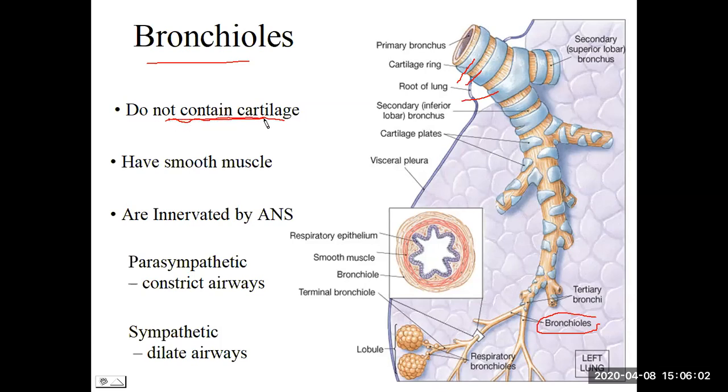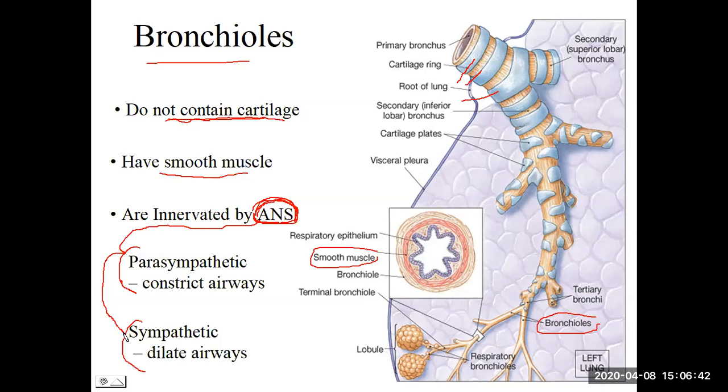Lacking cartilage and instead having a full, circular ring of smooth muscle, we now have at the unconscious level, at the involuntary level, the ability to constrict or dilate the bronchioles. And of course, the two divisions of the autonomic nervous system. The autonomic nervous system involved, of course, in two different components, parasympathetic and sympathetic. And each of these, as we see, have an effect on breathing.